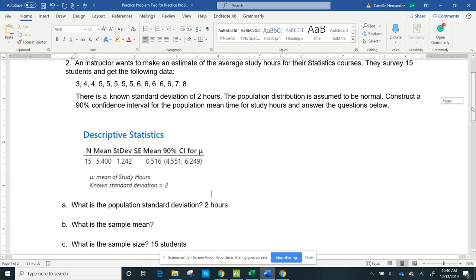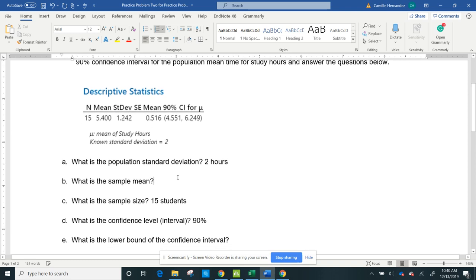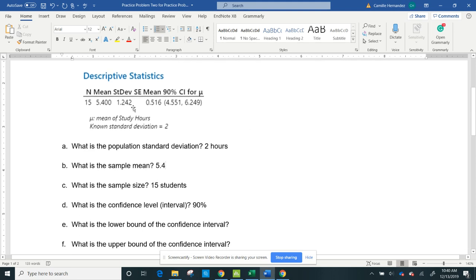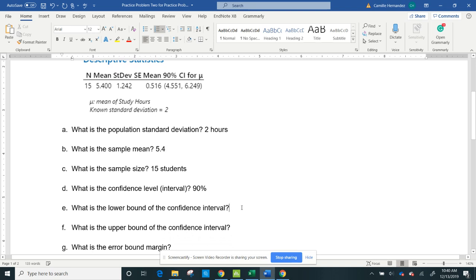So again, my population standard deviation was 2. My sample mean is 5.4. Why? Because it says right here, 5.4. And I even get the sample standard deviation was 1.242, but I don't need it for this. So my lower bound was 4.551 because it's right here. My upper bound is 6.249. All right.